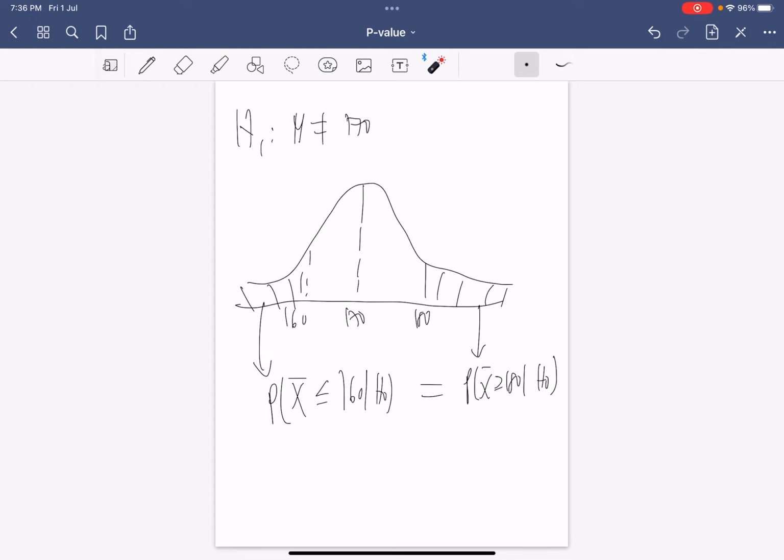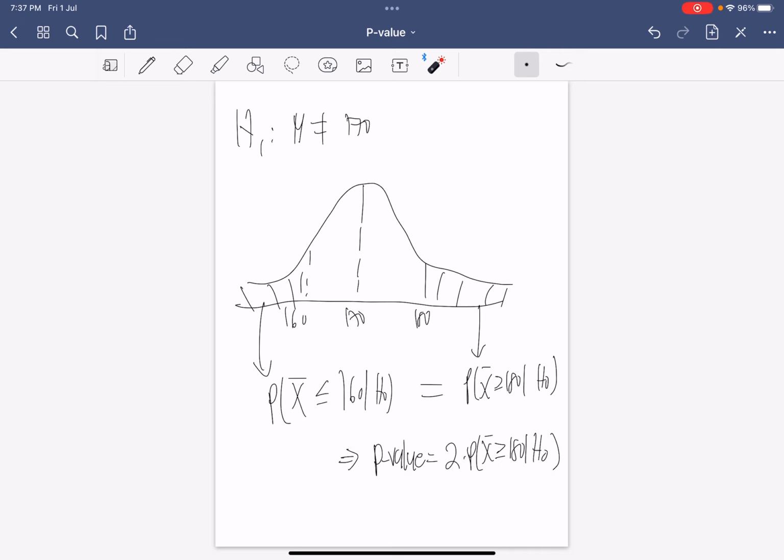And since this is a two-tail test, it could be extreme from the left tail end or the right tail end. And so we need to double the probability we calculated, meaning the p-value must equal 2 times the original test statistic probability that we calculated. And the reason why we can double is because the probability that it is less than 160 will always be equal to the probability that it is greater than 180 due to symmetry.